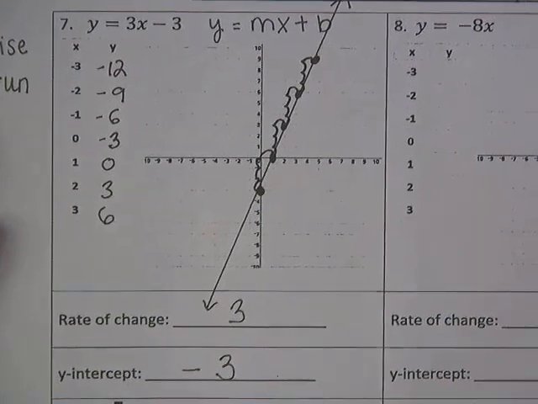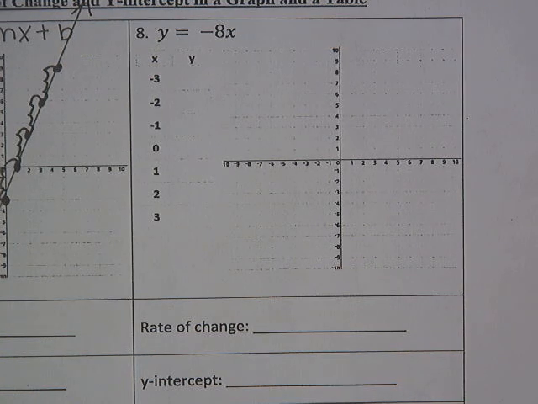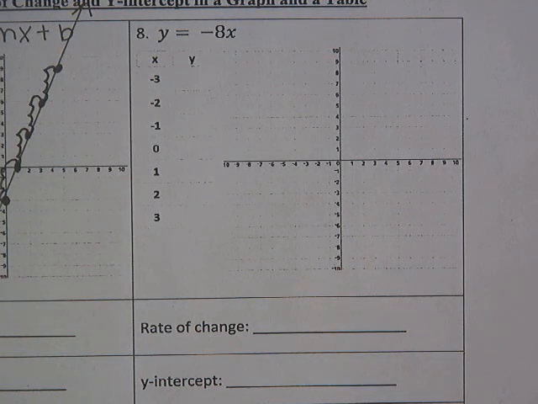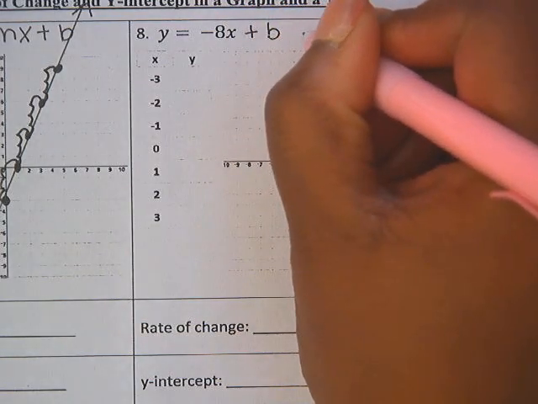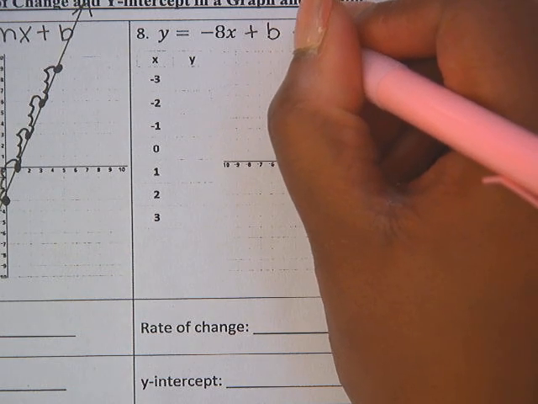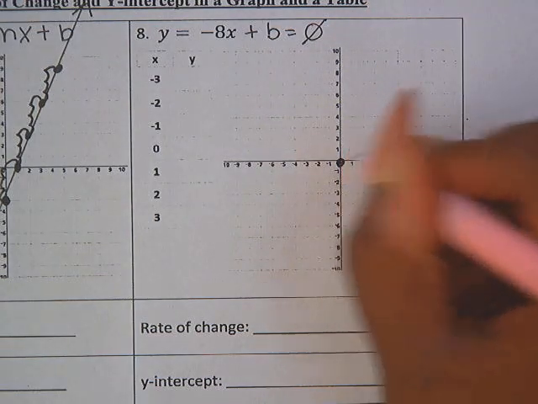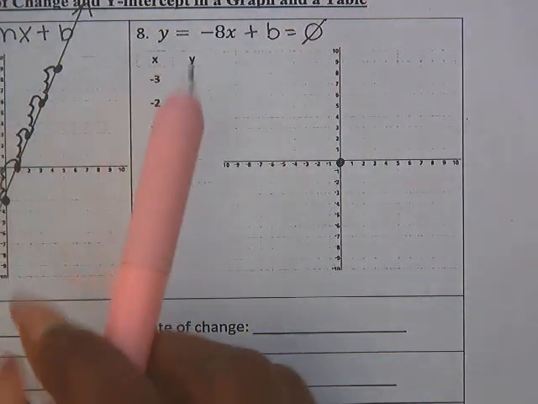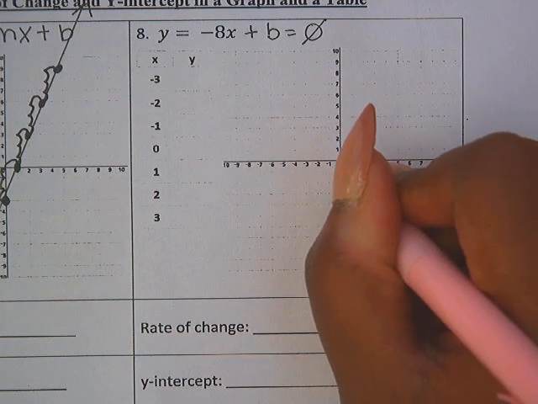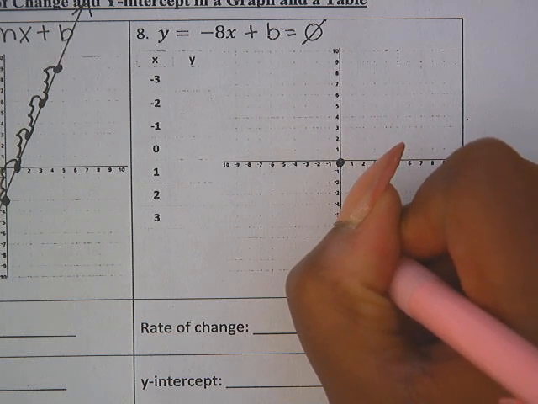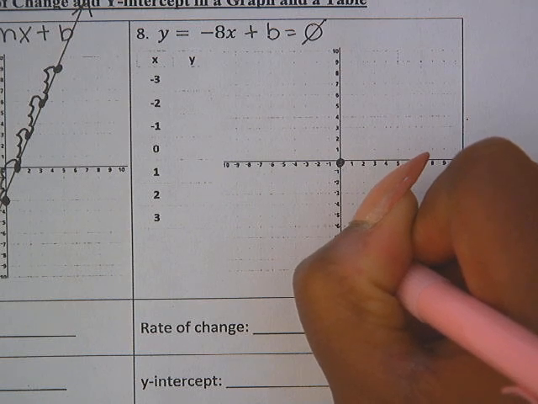Let's do one more example. This time our line is y equals -8x, but there is no b. So there is no b. This translates to b is equal to 0. So that means our first point will be at the origin. And then our slope is -8. So I'm going to go down 8. 1, 2, 3, 4, 5, 6, 7, 8. And to the right, 1.